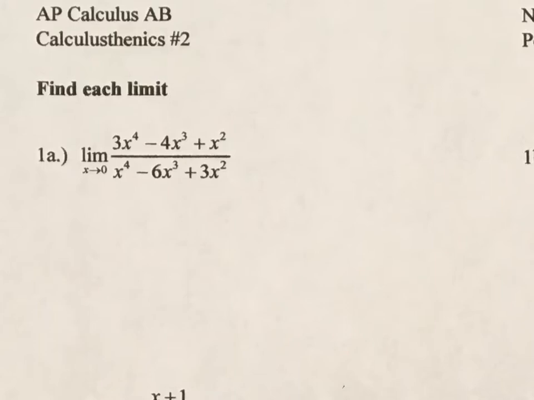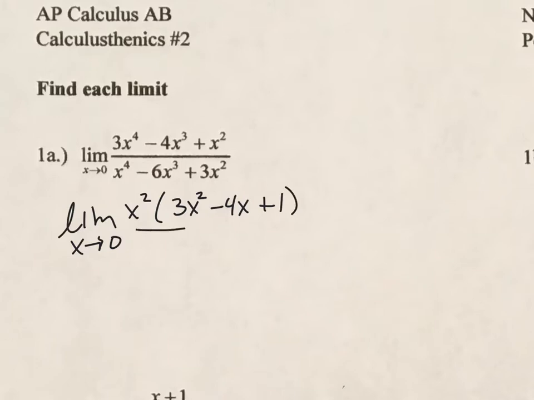All right, so I'm going to rewrite the limit as x approaches 0 of, now if I'm going to factor an x squared out of the numerator, what that means is I'm going to divide each term in the numerator by x squared. So 3x to the fourth divided by x squared would give me 3x squared. And then negative 4x cubed divided by x squared would give me negative 4x. And then plus, when I take x squared and divide it by x squared, I get 1.